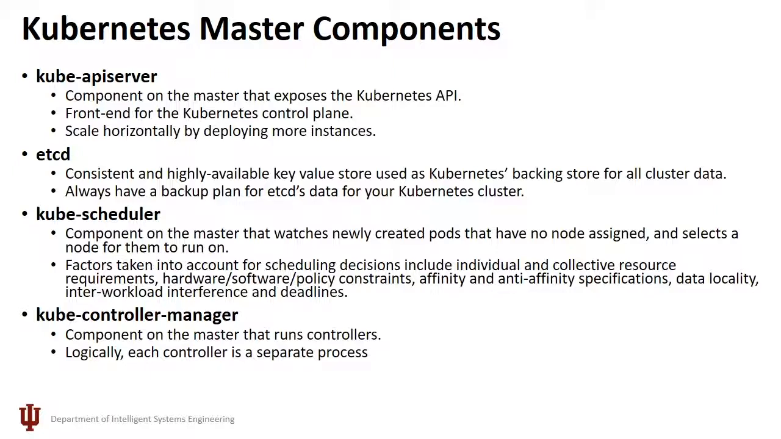Then the kube scheduler is a component on the master that watches newly created pods that have no node assigned and selects a node for them to run on. And this only applies when the appropriate scheduling algorithm has been selected. It factors into account the scheduling decision and which scheduler you actually have chosen. The kube control manager is a component on the master that runs controllers, and logically, each controller is a separate process.